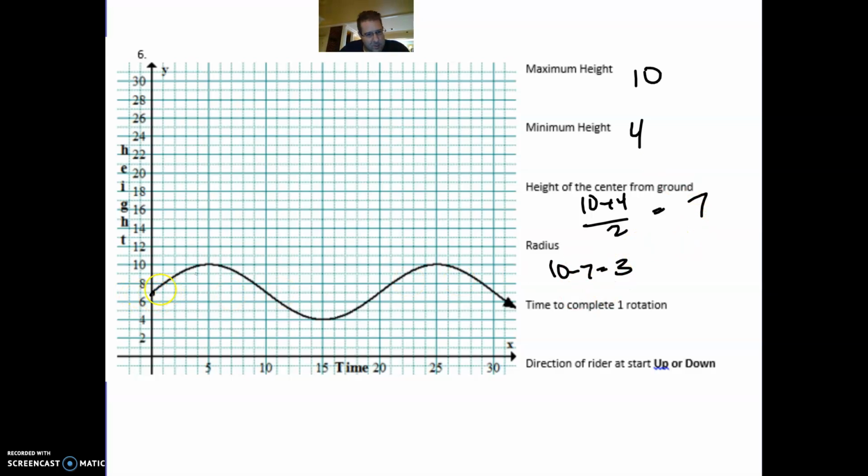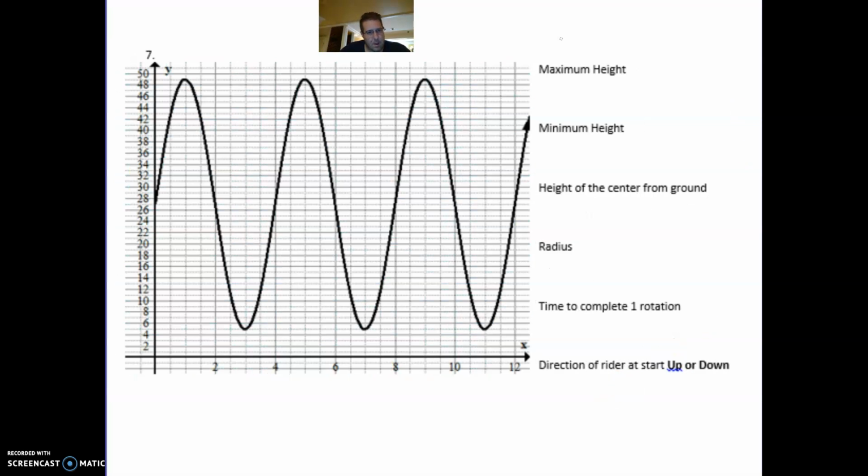And time to complete one rotation. So 90 degrees, 180, 270, 360. Looks like it's 20 seconds. And it's going up to begin with. They are quick, so I'll do the last two.